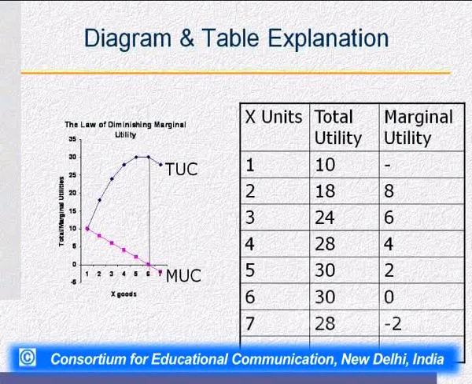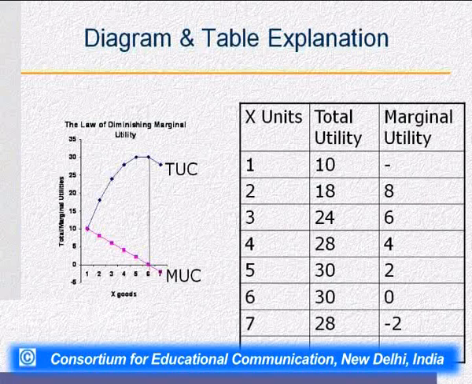But at the last point, the 6th unit, you can see the MUC line intersects the axis. The 6th point is the intersect point where MUC is 0, and when you draw a line from the same point to the TUC curve, you find a maximum point of the TUC curve, where it clearly emerges that TUC is maximum and MUC is 0.